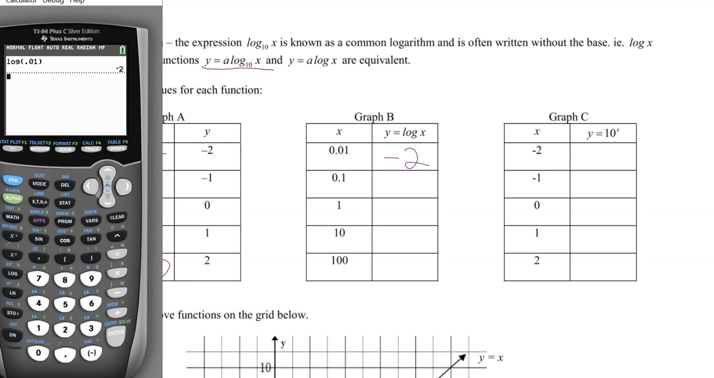So I want you to fill in the rest of that table. So just use the log function on the calculator. Log 0.1. So you fill in that guy.